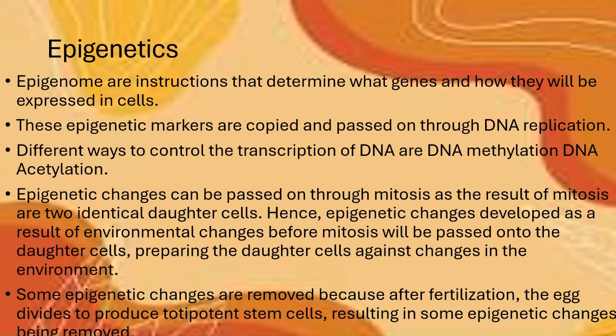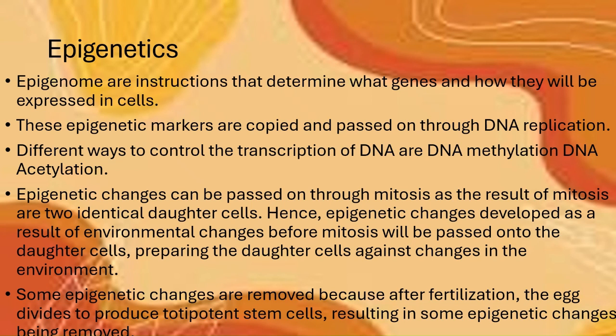So the epigenome is the set of instructions that determine which genes are expressed in cells and how. You can think of it like a user manual for DNA. These epigenetic markers are copied and passed on through DNA replication. Different ways to control the transcription of DNA are DNA methylation and DNA acetylation. This is another topic that so many students find very difficult to wrap their head around, so keep an eye out for this one.